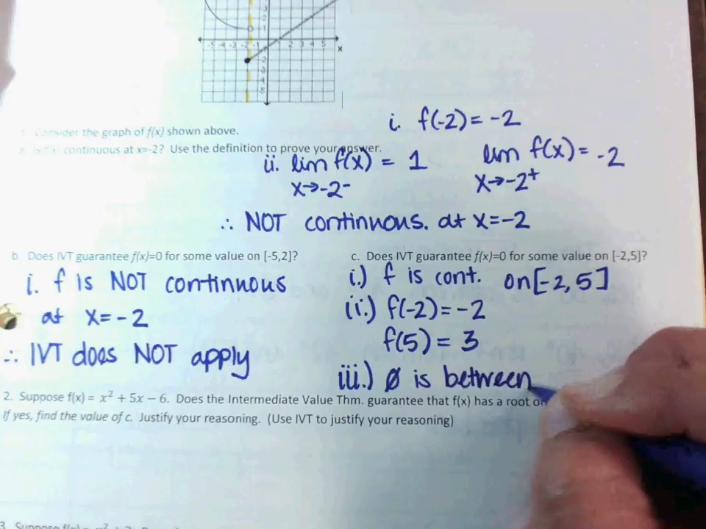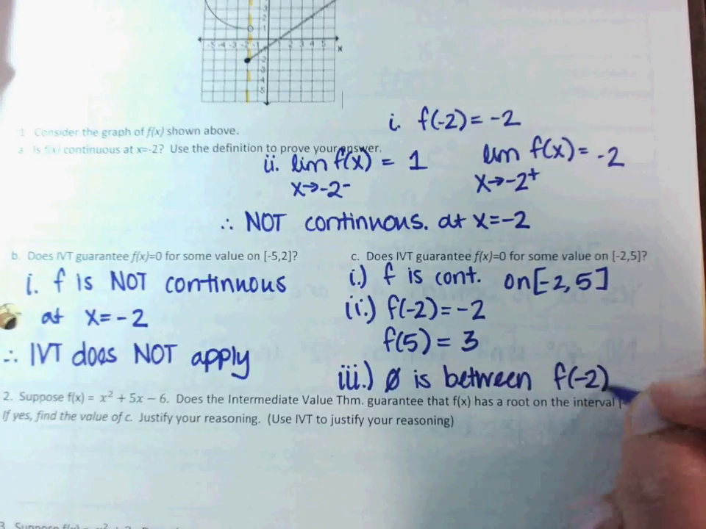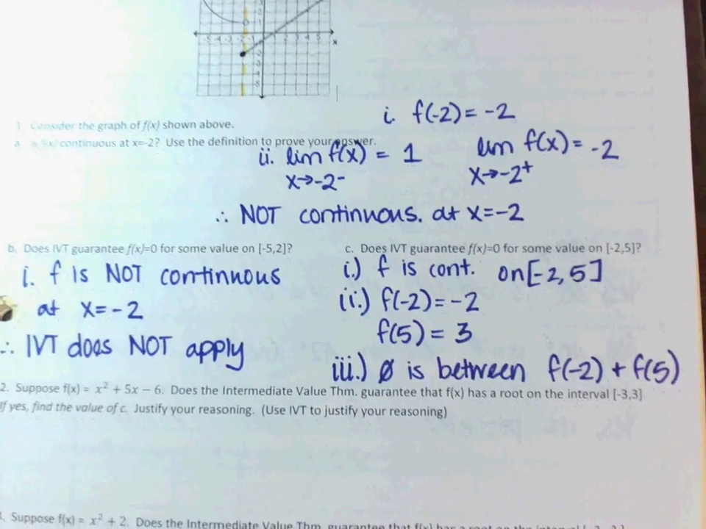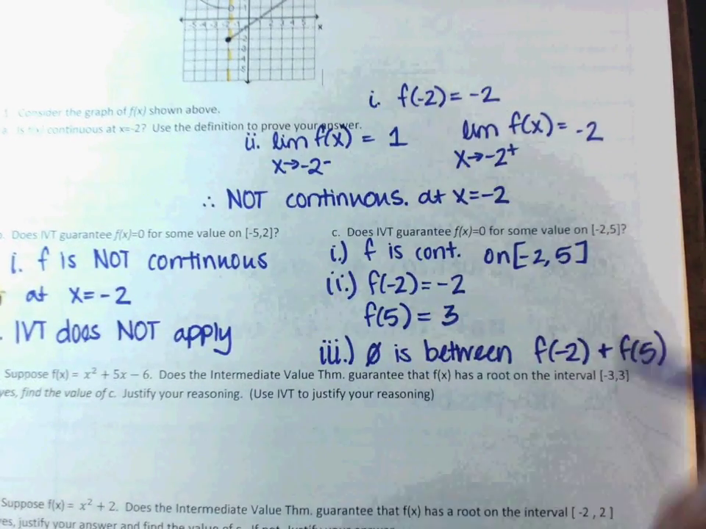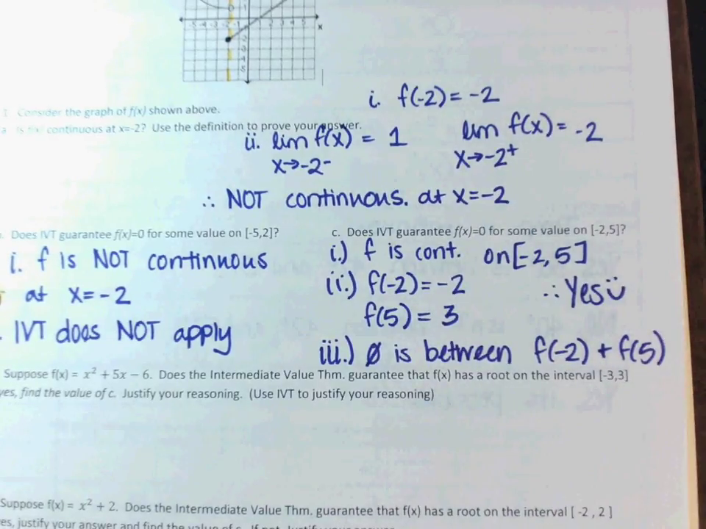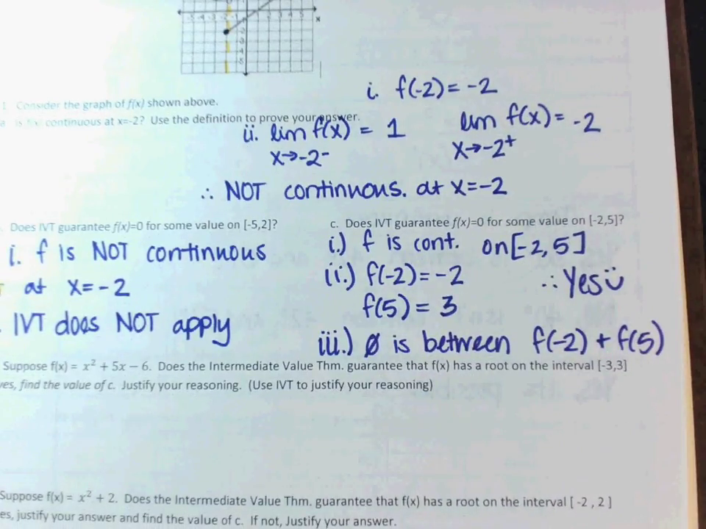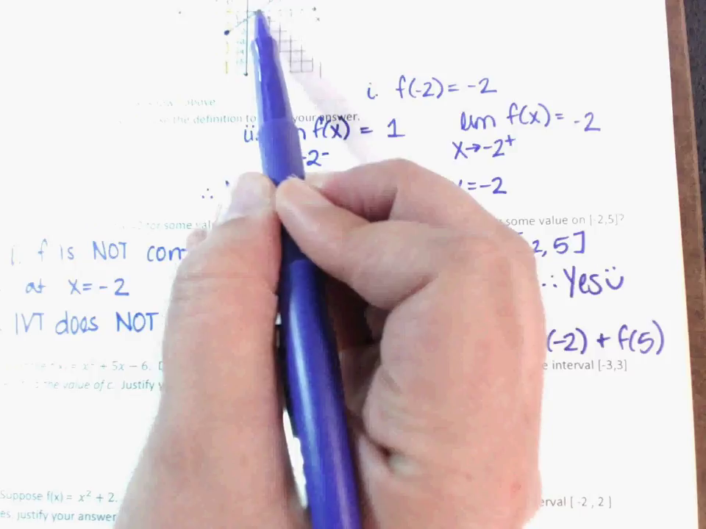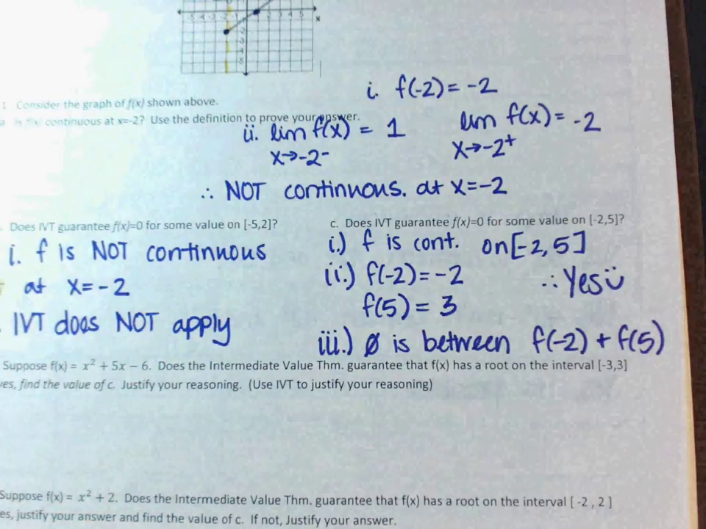And then what would our therefore be? Does it guarantee it? Therefore, I'm just going to put yes. Unless it tells you to find C, and it doesn't in this case. But if it did tell you to find C, where did it hit 0? At 1. And you just have to use your graph.